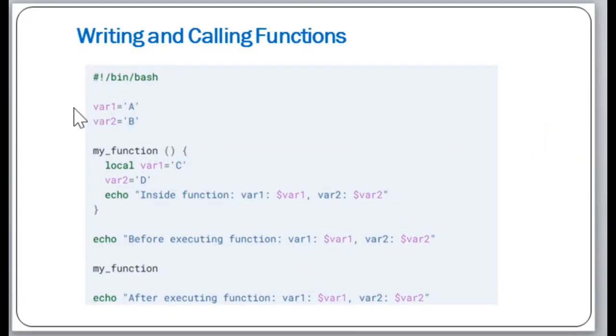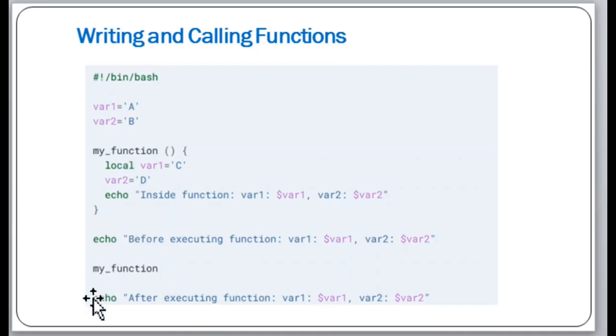So we have our hash bang. We have variable 1 equals A, variable 2 equals B. We say my function, that's the name of it, and then we do the parentheses here, and we open it with a curly brace. Then we have all this code here, and then we close it with a curly brace, and we line it up with where the function name was. And then we echo, before executing function, var 1, we put var 1 and var 2, and the value of var 2. And then to run the function is what's known as calling the function. So putting it here, this is known as calling the function.